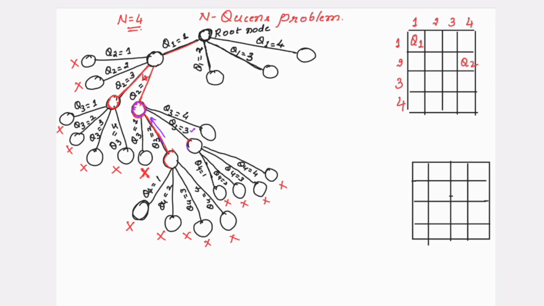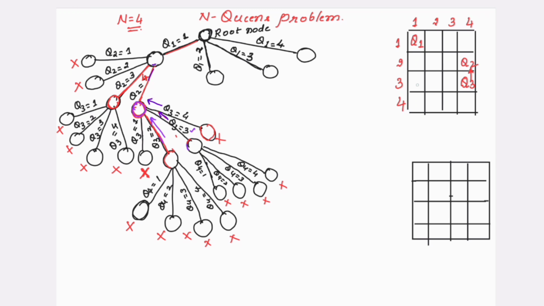Now we'll try placing q3 here, but when you try placing q3 here, it is not possible because it is falling in the same column. So q3 in 4 is not possible, so we can put a cross here. Then we need to backtrack. So previously we have carried out the backtracking here. Now once again backtrack it and go to the previous row.